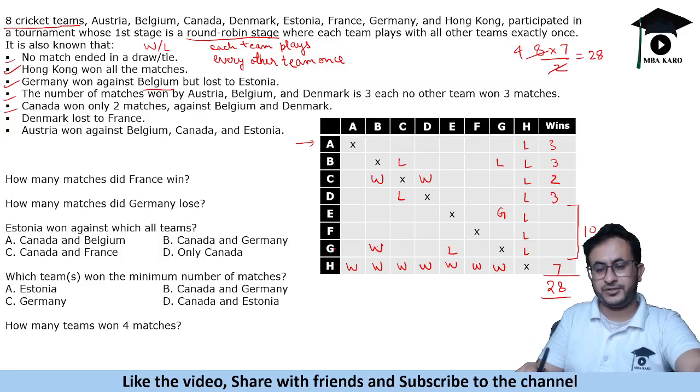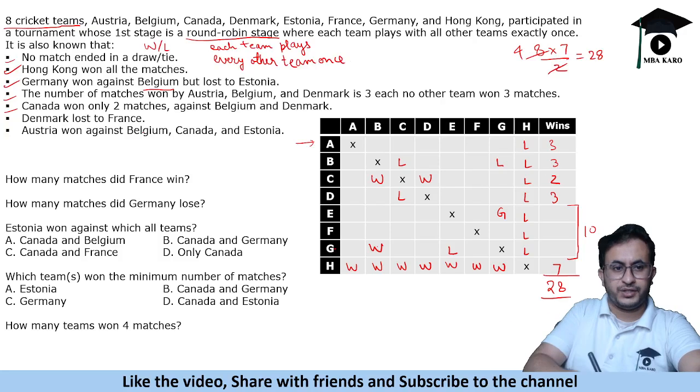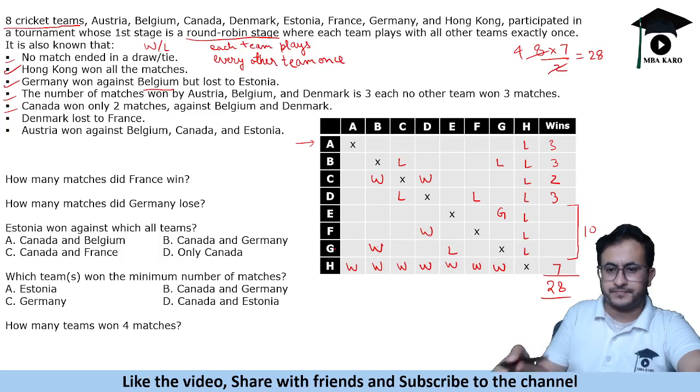Okay, combined 10 wins only, and none of them can be 3, right? So that is one thing we need to keep in mind. Denmark lost to France. So Denmark loses against France. So that means France won against Denmark. Okay, so that is there.